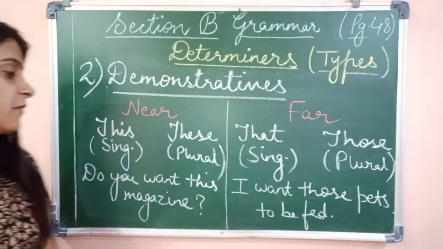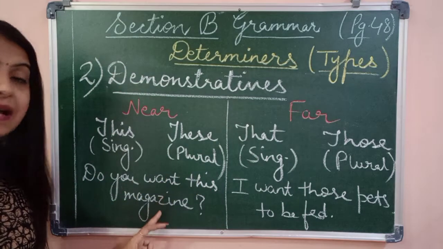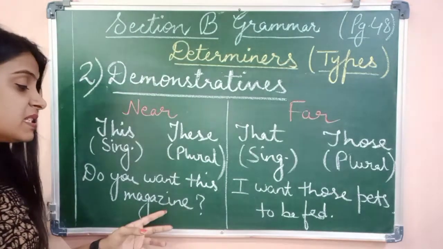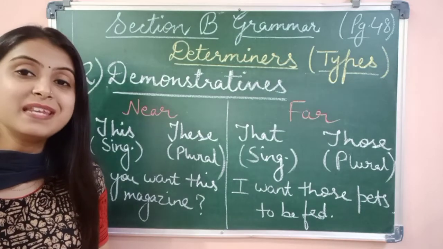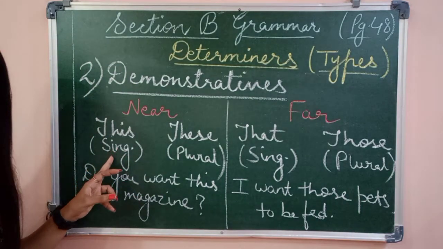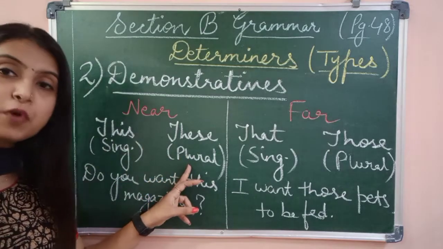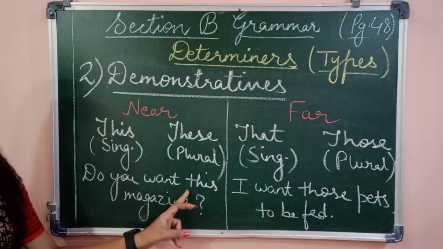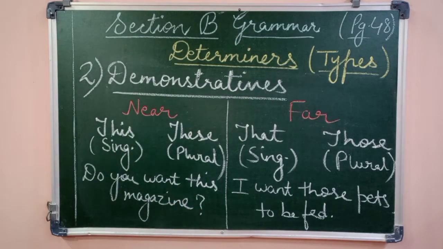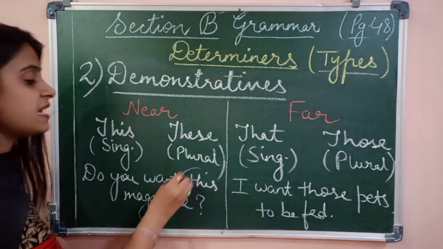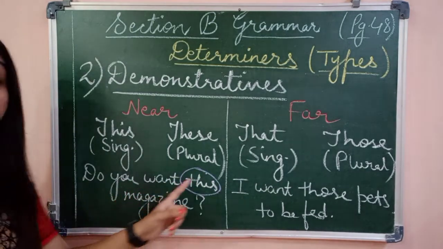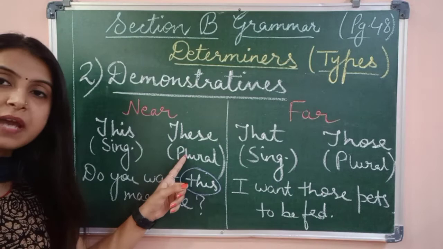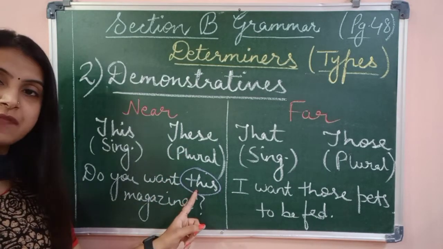For example, if I say, do you want this magazine? Now I mean that this magazine is close to me, or near to me. When the noun is singular, we use this. To talk about plural nouns, we use these if the noun is near. If I say, do you want these magazines? Then I use these to talk about the plural noun. But here the noun is singular, so we have used this.